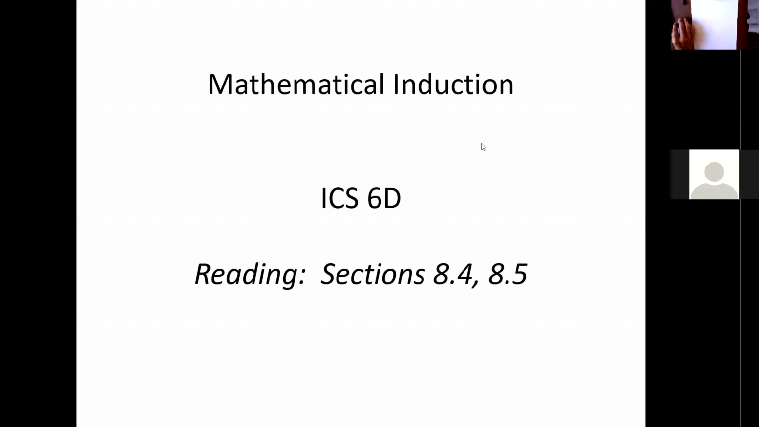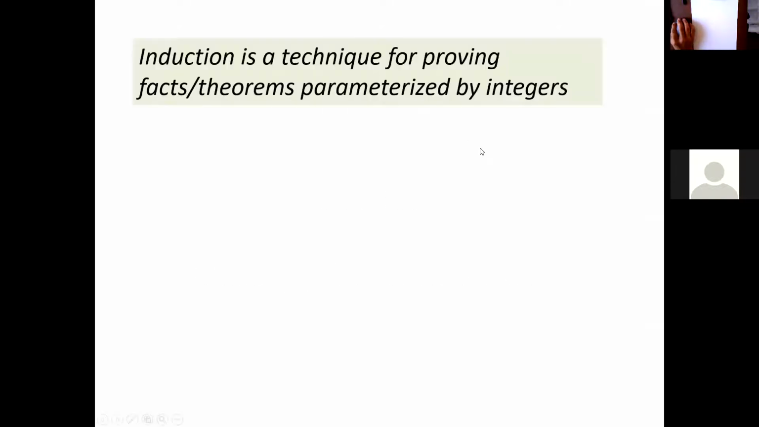Okay, and I think I just destroyed the slide somehow, or hopefully not. So induction is a technique for proving theorems parameterized by integers. Okay, and to my dismay, I see that some edits I put on the slides didn't make it to this version. I'm not sure how, but anyway, I'll put the edited ones online.